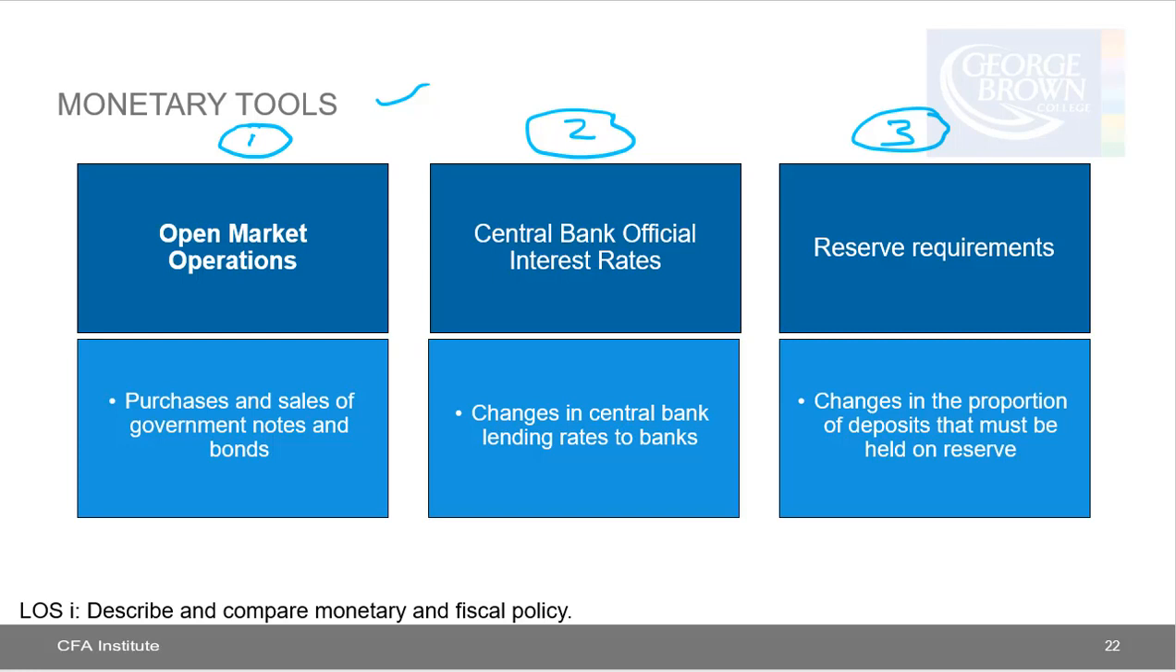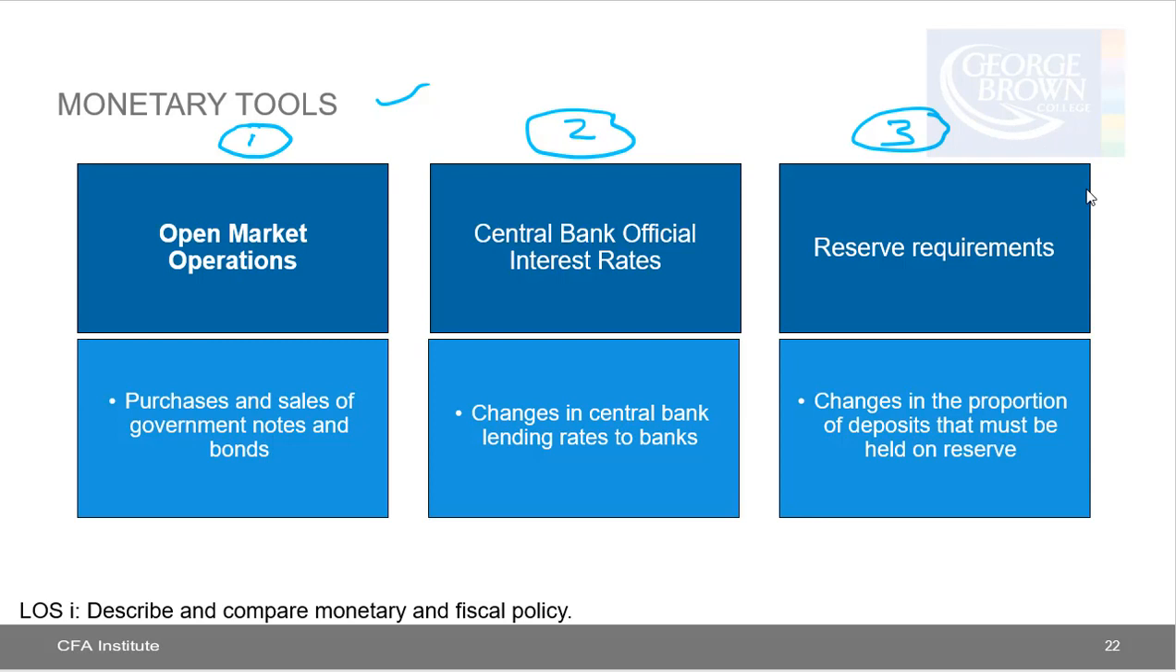So the higher the central bank lending rate, the more likely banks are to reduce lending and thus decrease the money supply, which is expected to slow down economic activity. Similarly, lower central bank lending rates are expected to stimulate economic activity.